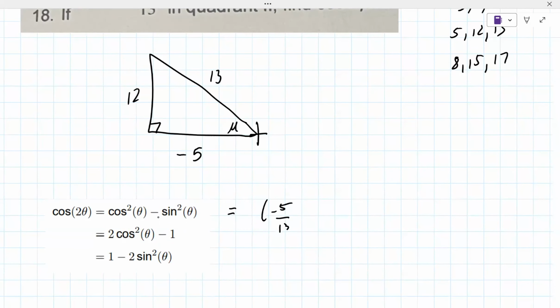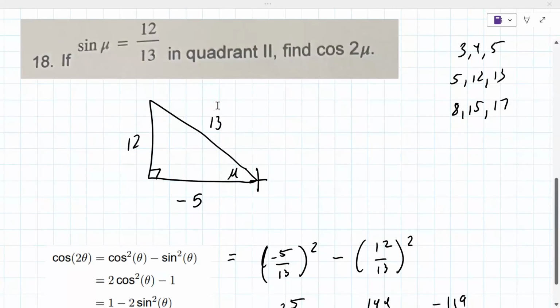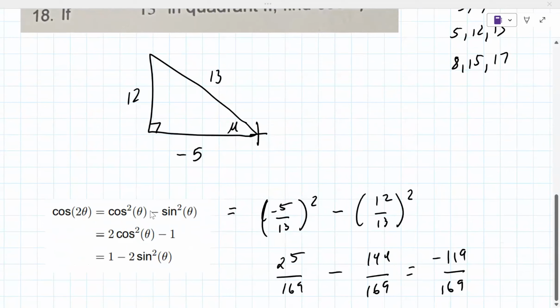That's minus 5 over 13 squared, minus 12 over 13 squared, 25 over 169, minus 144 over 169, which is minus 119 over 169. These answers don't mean much. You just have to follow through the formulas, whatever that is, it is. And then we would leave it as that, because that's what they're asking for: cosine of 2u. And that's why I said all of these give you the same result. You just have to pick one to use.